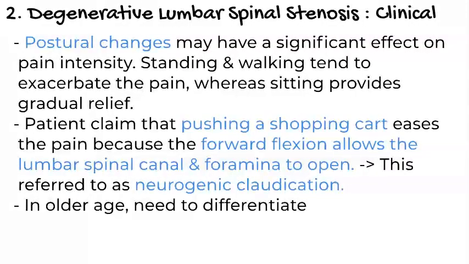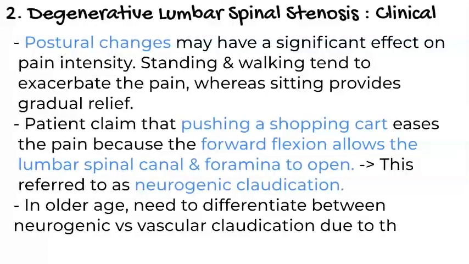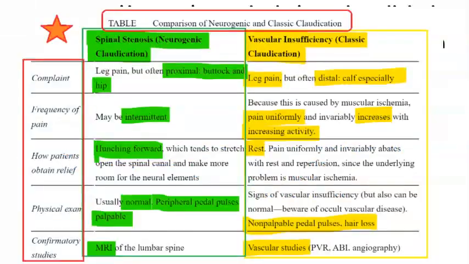In older age, we need to differentiate between neurogenic versus vascular claudication, due to the treatment options differing for each condition. This is a very important table, the difference between or comparison of neurogenic and vascular claudication.